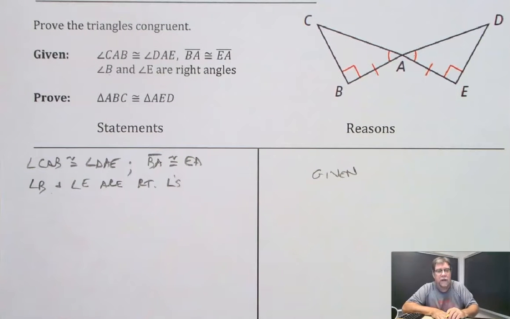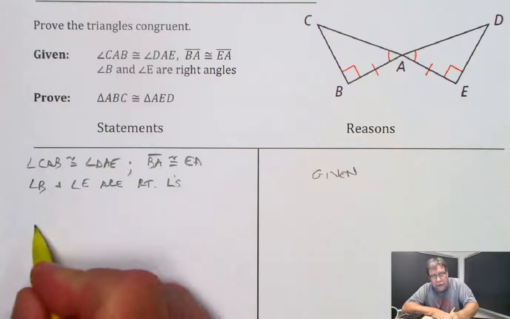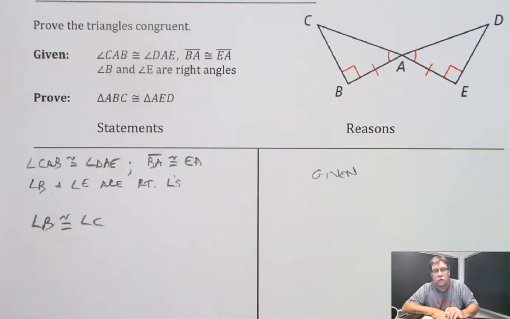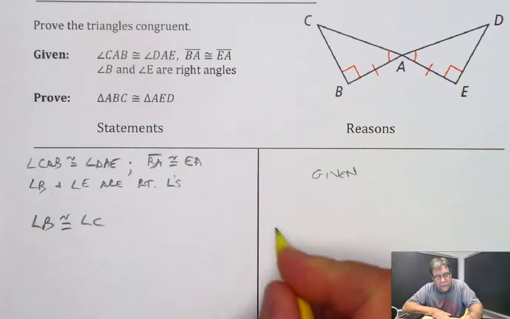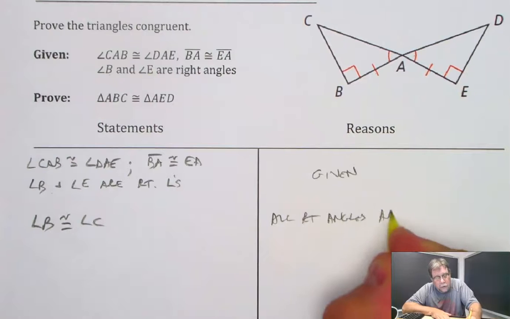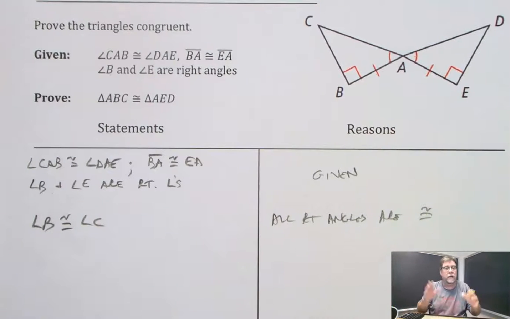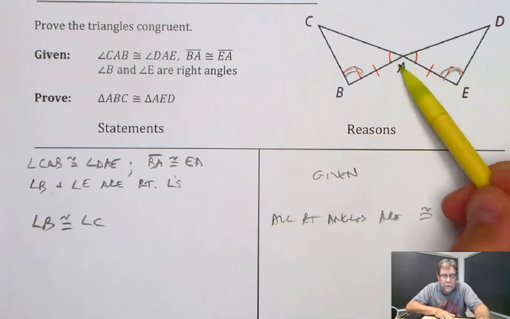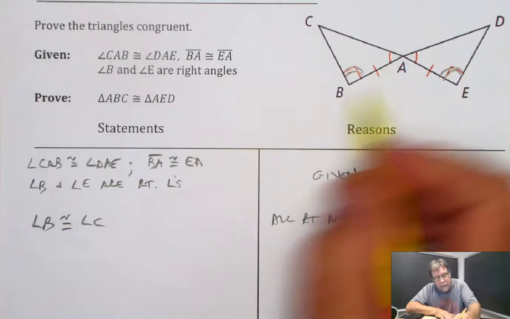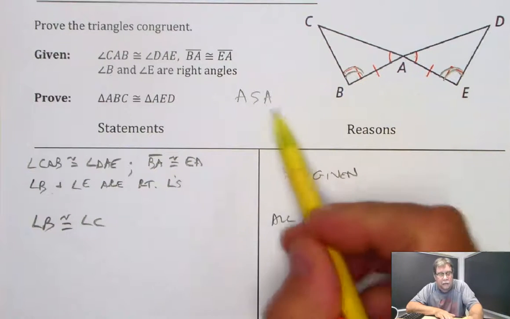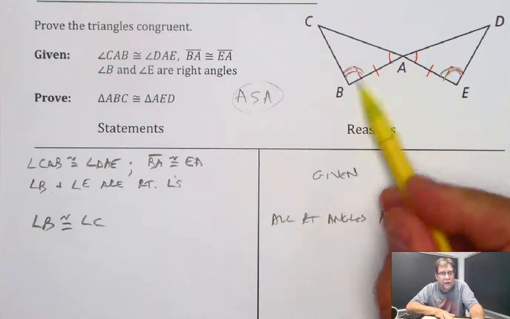So now what I need to do is say that angle B and angle C are congruent. Why? Because the reason is all right angles are congruent. That's a statement that we had to make earlier. So now that we know that, we can actually mark these as congruent. And now if you look, you can see, oh, and I need to write down here that we do have an angle and a side, and now a second angle. So we now do have our ASA, and it's in the right order.